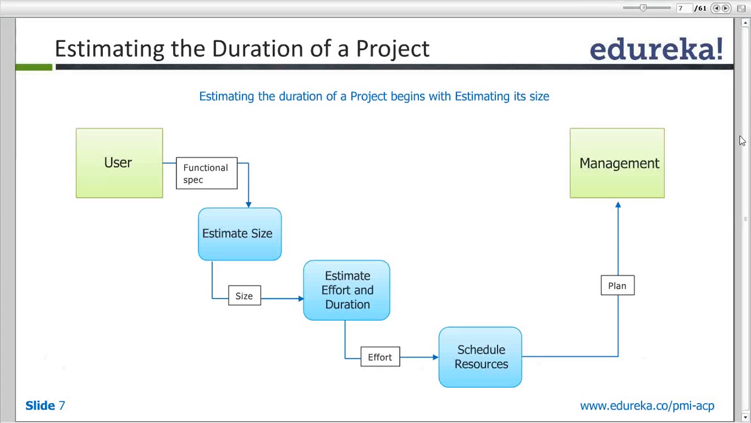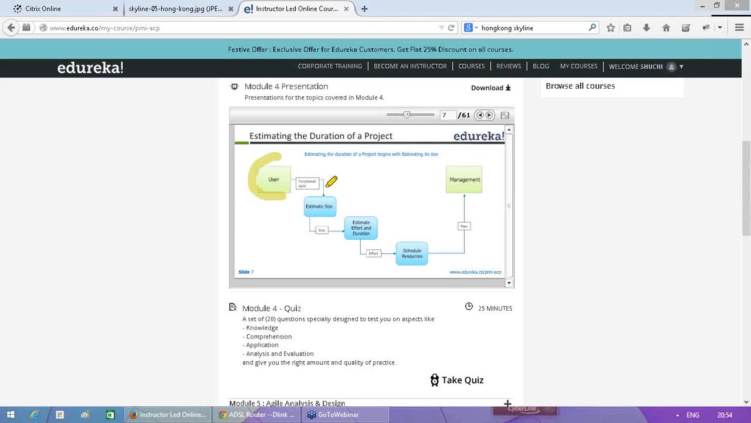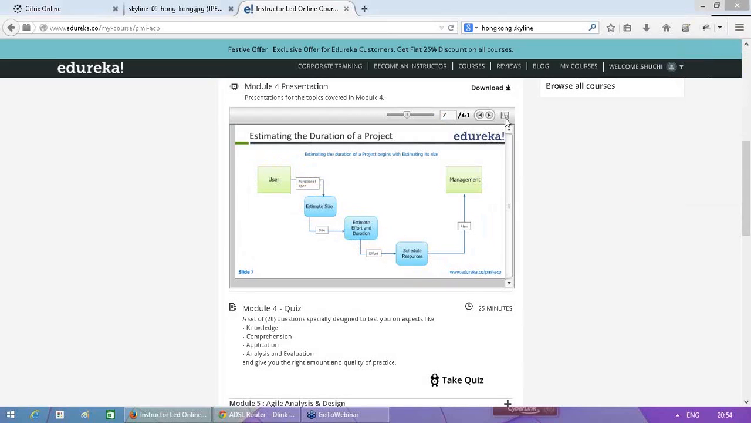Clear? Okay. So this is a typical flow diagram of how the estimation of a project happens. Generally, the way it starts is, as a user story we get a functional spec from our client. As a team, those functional specs are estimated, right? Then we derive a size, where size is nothing but the complexity of each functional requirement. Then from that size, estimate, effort and duration are derived. Based on the estimate, effort and duration, we schedule our resources, and then a complete plan of how the project requirements would be implemented is drawn out by management. So this is a typical flow of any estimation process.